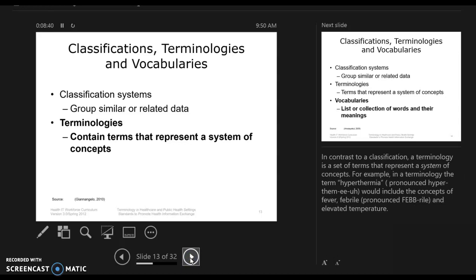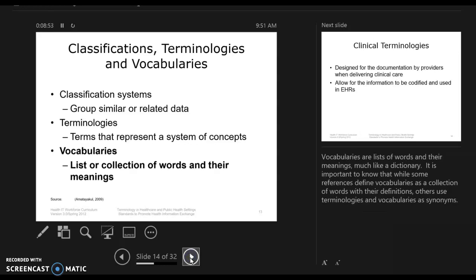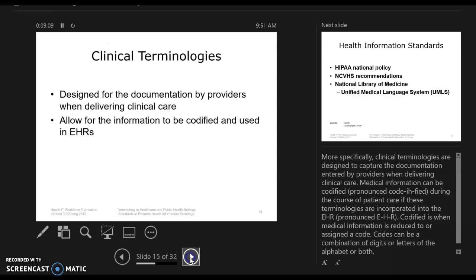In contrast to a classification, a terminology is a set of terms that represent a system of concepts. For example, in a terminology, the term hyperthermia would include concepts of fever and elevated temperature. Vocabularies are lists of words and their meanings, much like a dictionary. It is important to know that while some references define vocabularies as a collection of words with their definitions, others use terminologies and vocabularies as synonyms. And then we have clinical terminologies that are designed to capture the documentation entered by providers when delivering clinical care.